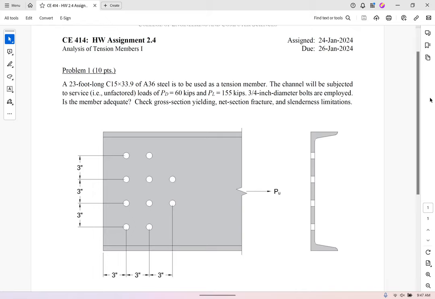So I want you to analyze this, but recognize that maybe some of the little steps, the little details from point A to point B might be different because it's a different member. But we've handled the different pieces of this before. We've handled channels before. We've handled staggered connections before. So I want to see what you come up with, okay? Any questions?